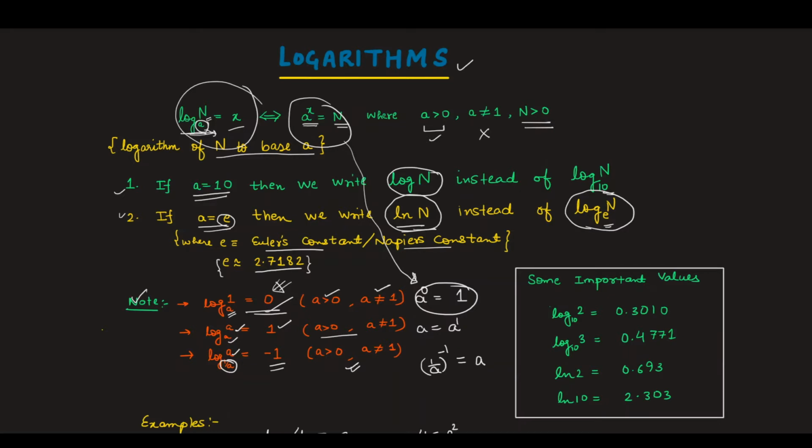Okay, so some important values that you should remember are log 2 to the base 10 is 0.301, and log 3 to the base 10 is 0.4771. Then ln 2, you should remember this one: ln 2 is 0.693. Then ln 10 is 2.303. You don't need to remember as many, just these 4 are good enough.